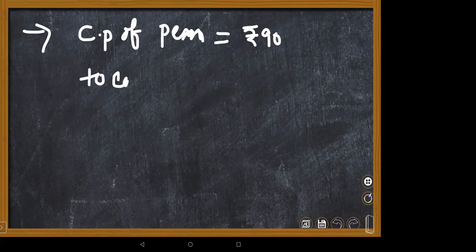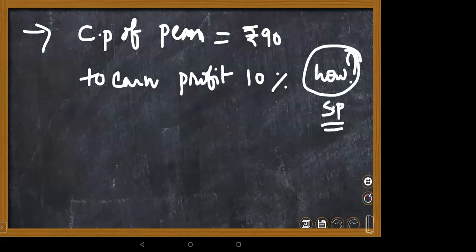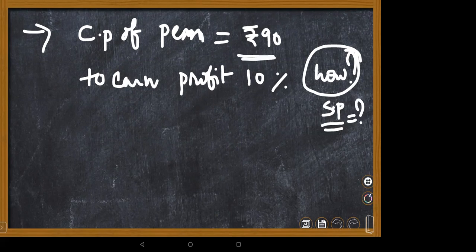For how much will it be sold to earn a profit of 10%? To earn a profit of 10%, how much will it be sold? Ishan, how much is the selling price? Ishan, are you there? Yes, ma'am. Ishan, the cost price of the pen is rupees 90. To earn a profit of 10%, what is the selling price? The selling price will be 99 rupees, ma'am.